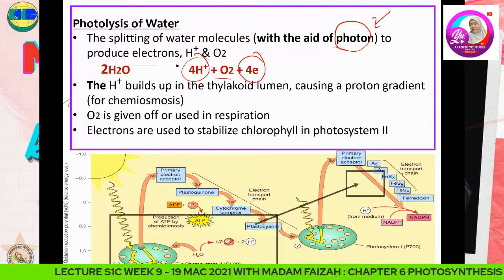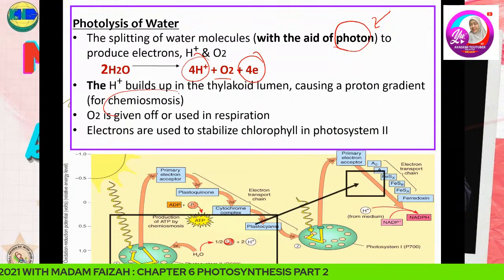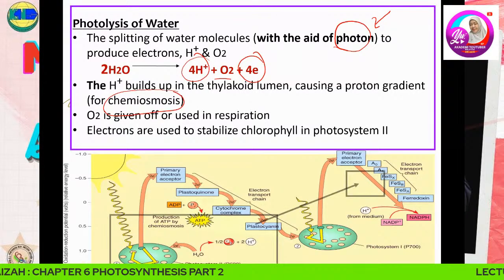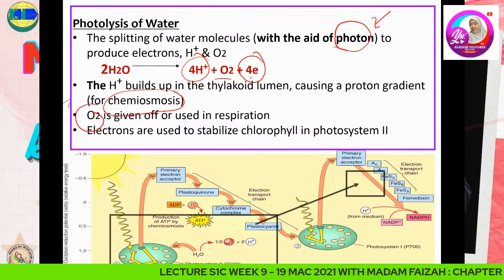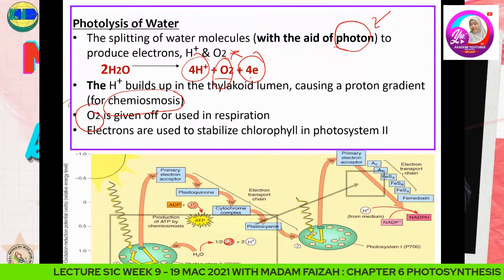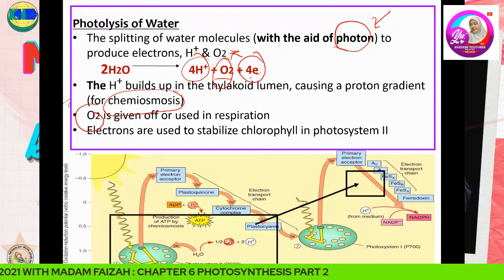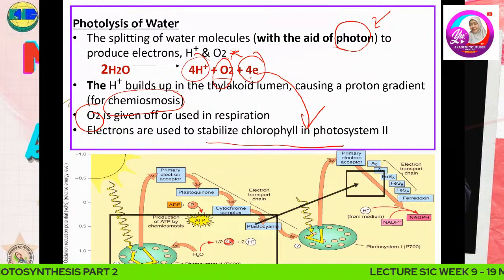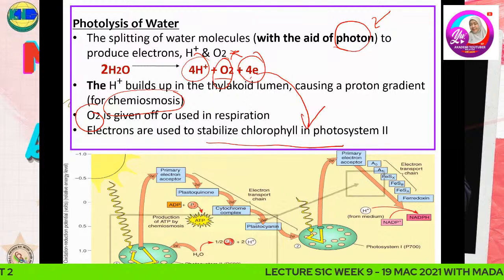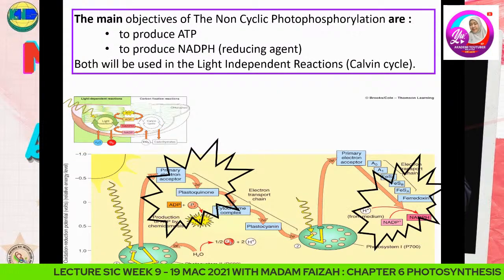Okay, so the hydrogen ion, as you all know, it will apply the concept of chemiosmosis, what we have learned before this class during the oxidative phosphorylation. So in this case, during photolysis of water, oxygen will be the byproduct here. Okay, so where does this electron pergi mana? So electron inilah yang akan stabilize the chlorophyll A in the photosystem 2 yang just now release the excited electron to the primary electron acceptor. So far boleh ikut cikgu kelas, right?